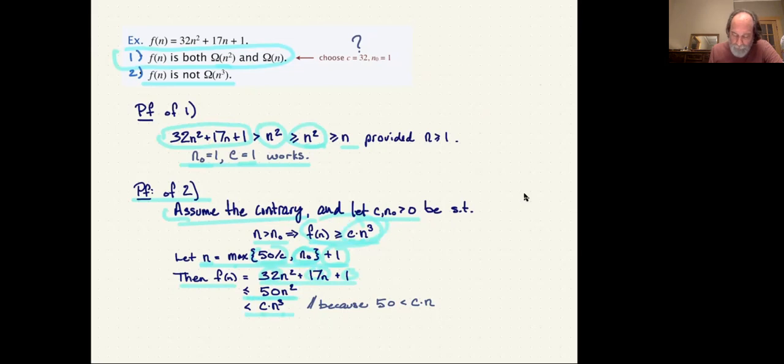And so I need to pick my value of n so that this holds, right? So 50 is less than c times n, so that this step holds. I need 50 less than c times n, so I need n larger than 50 divided by c, and that's how I got the 50 divided by c here, right? Okay.